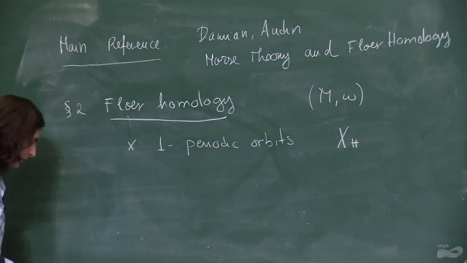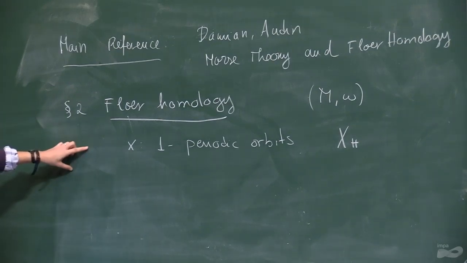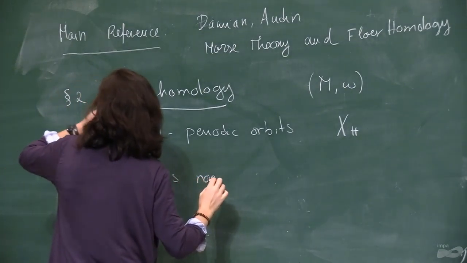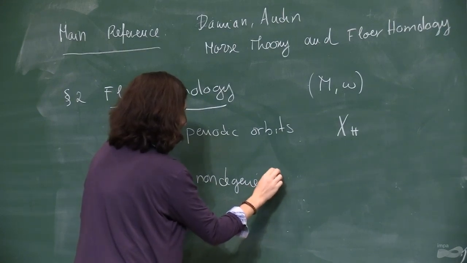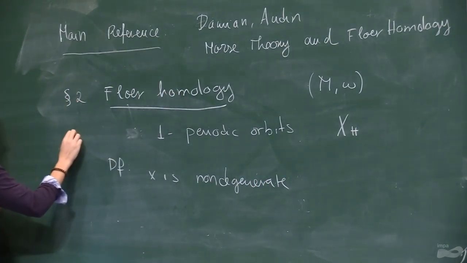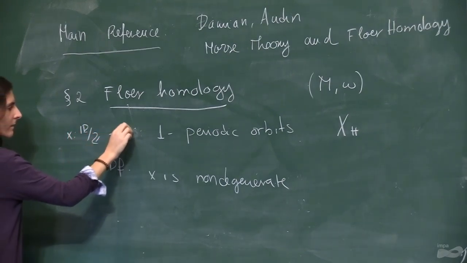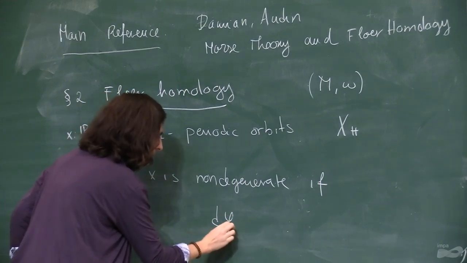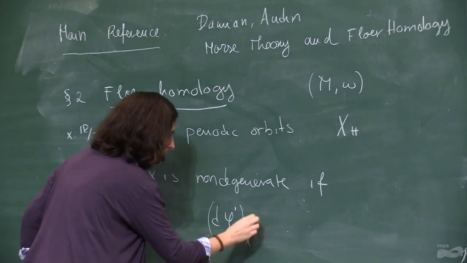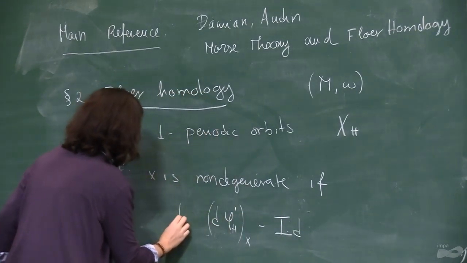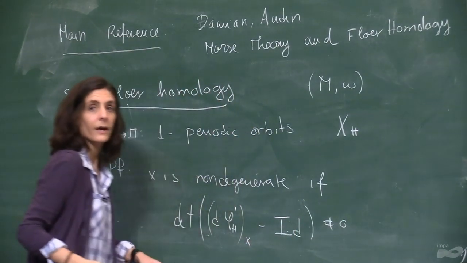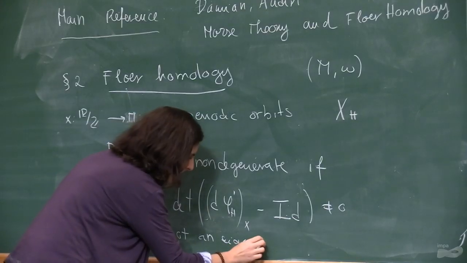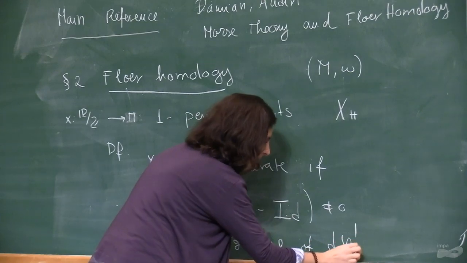So first thing, I'll say what it means for a one periodic trajectory of X_H to be non-degenerate. So we say that x is non-degenerate if, when you look at the linearized time one map, I'll write it this way, the determinant of this is non-zero. And this basically means that one is not an eigenvalue of dφ_H^1.